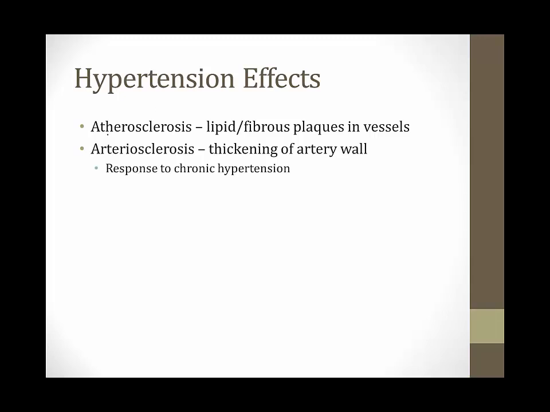So first of all, hypertension can lead to accelerated atherosclerosis. Atherosclerosis is a buildup of lipid and fibrous plaques in the vessel walls. It is these plaques that can rupture and lead to stroke and myocardial infarction. Hypertension can also lead to arteriosclerosis. It sounds like atherosclerosis, but it's a different process. This is a thickening of the wall of the artery, and it's a response to chronic hypertension.